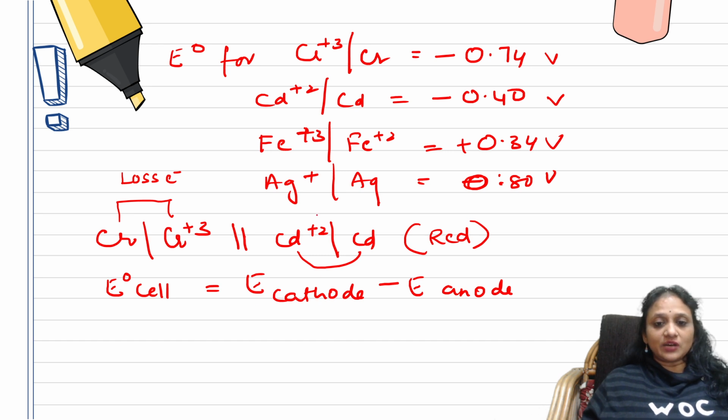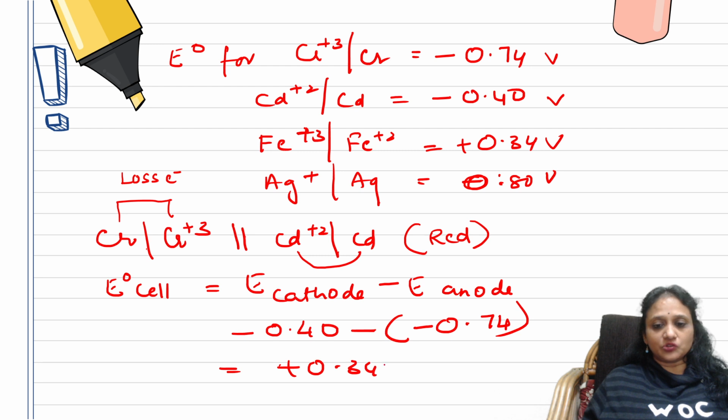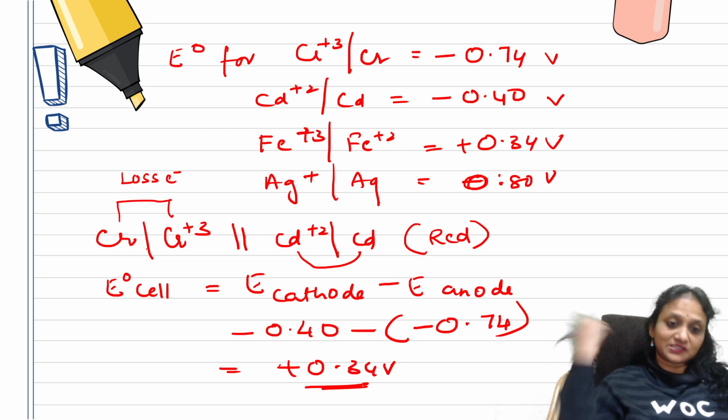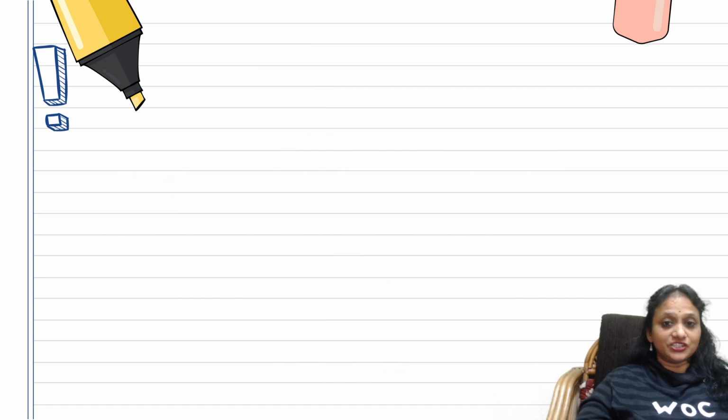So the cathode value is the cadmium value. What is the cathode value? Cadmium value, which is minus 0.40, minus the anode value. How much, students? It is minus of minus 0.74. So when I solve this, I get an answer of plus 0.34 volts. Simple as that. This is over. Now I have to calculate delta G naught. So if I have to write delta G naught, the formula is direct in V.